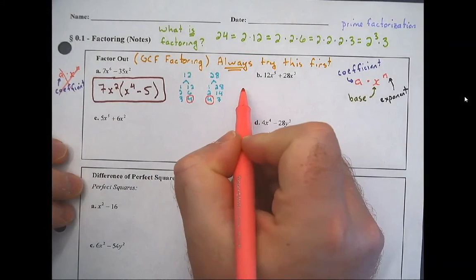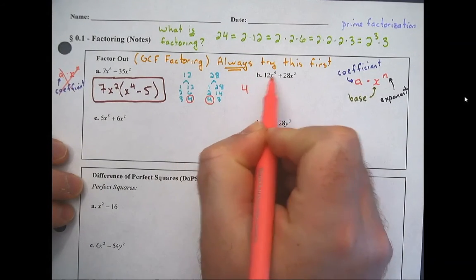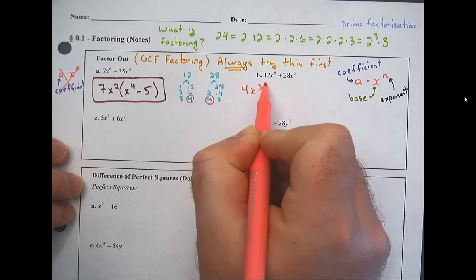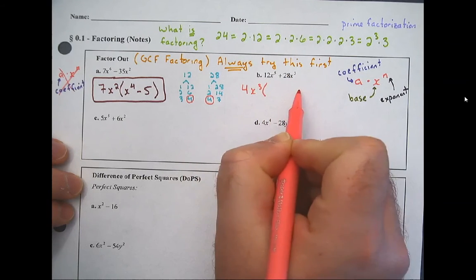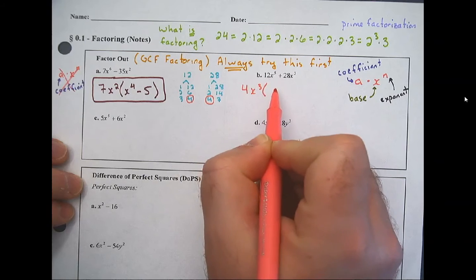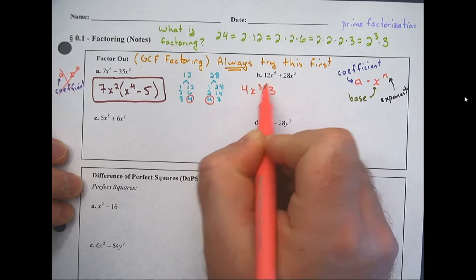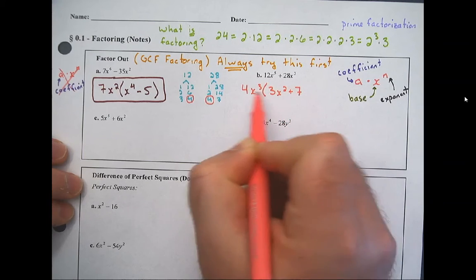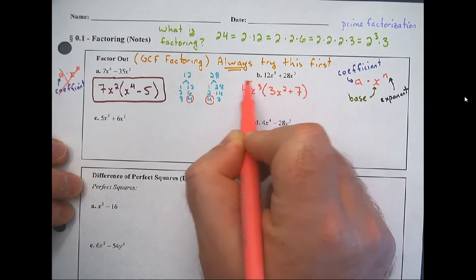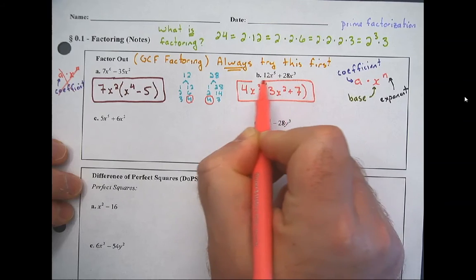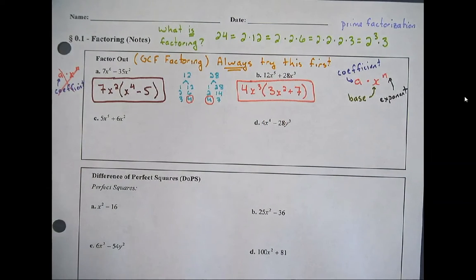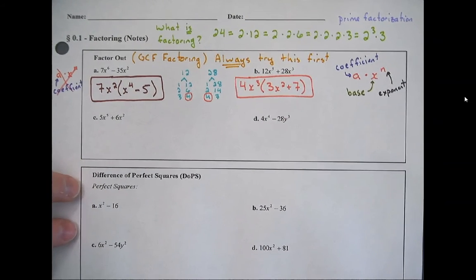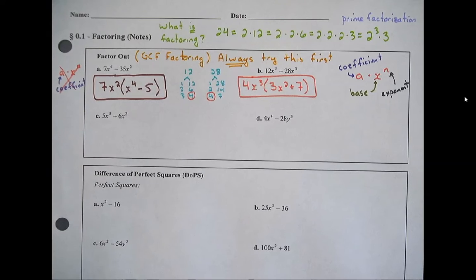So I'm going to take out a 4. How many x's? They have 3 x's in common. Okay, now I have to build back what I had before. 4 times what makes 12? 3. And I need 2 more x's. 4 times what makes 28? 7. And I need 3, but I've already got 3, so I'm good to go. All right, I'm going to encourage you to pause here and try to do the next 2 on your own.